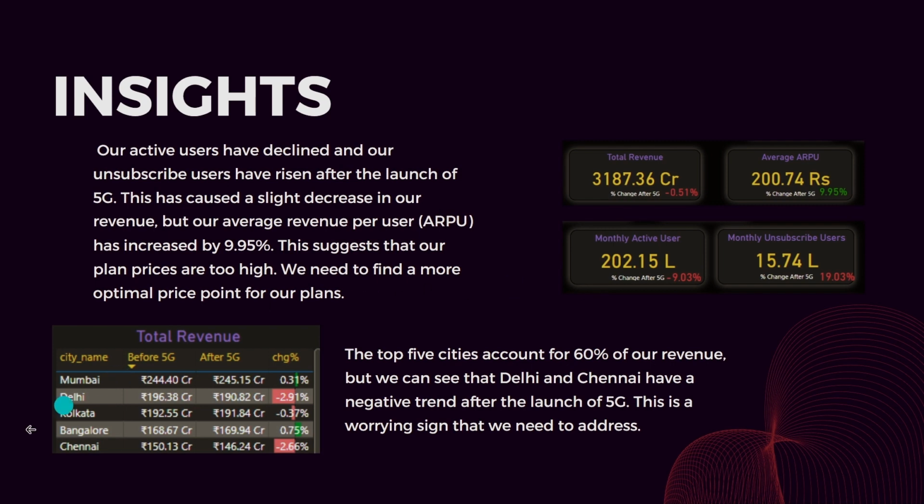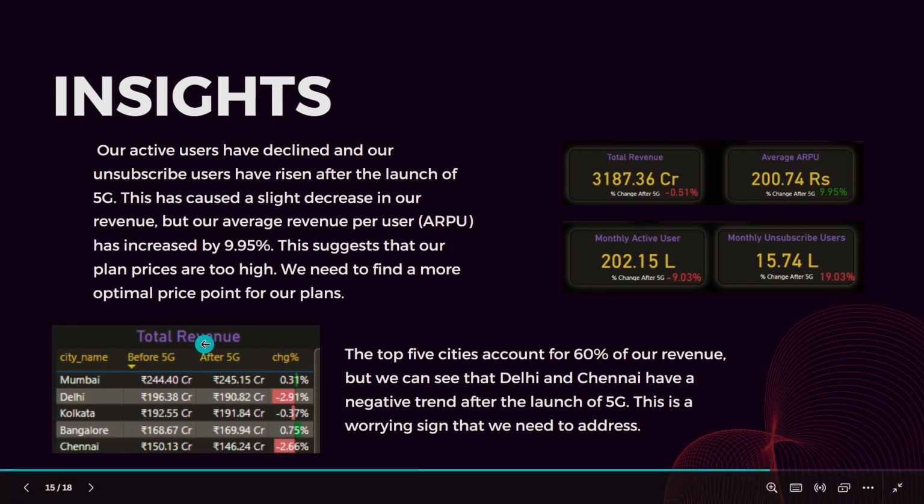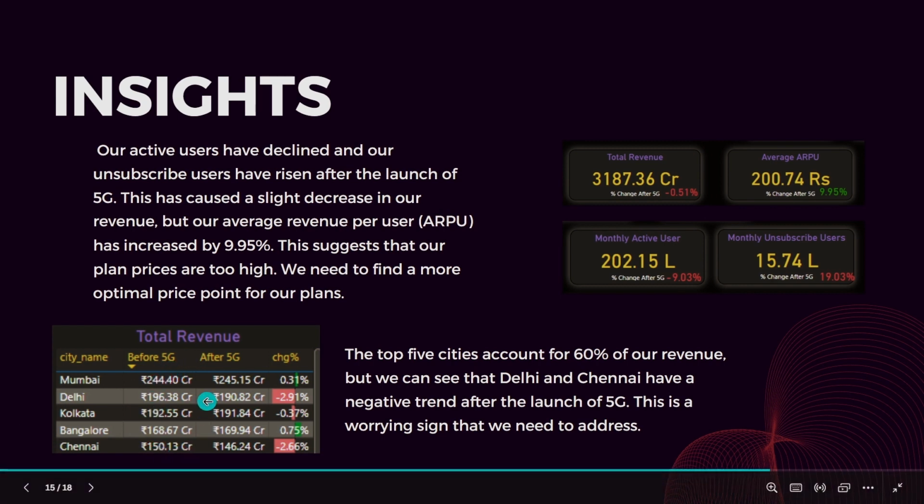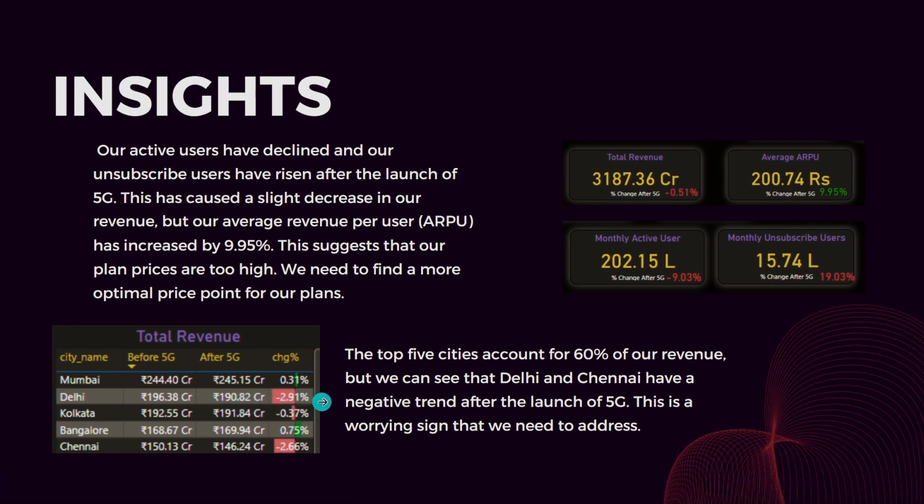And if we take a look at this image, we can see that the total revenue of these top 5 cities contributes 60% of our revenue. And if we take a close look, Delhi and Chennai were affected after the 5G launch, declining by near minus 2.6 to 2.9.